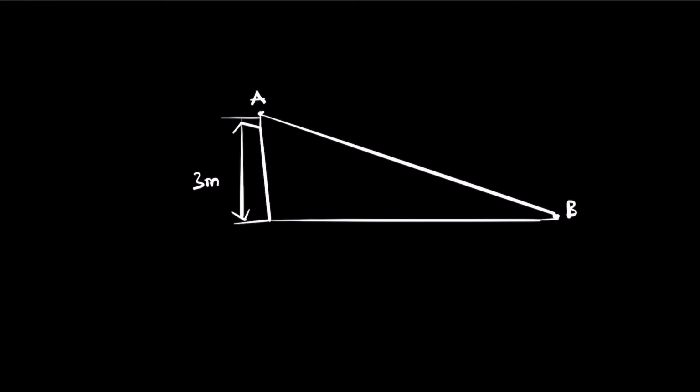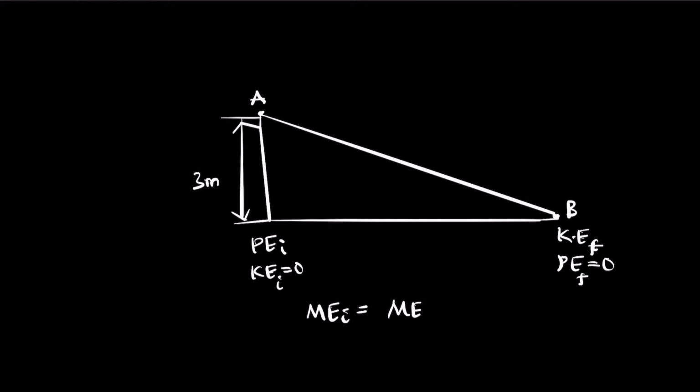Now notice that here the person has started with zero velocity, which means that there is only potential energy. At the end, because the height is 0 meters, the potential energy becomes kinetic energy. So at this point kinetic energy becomes 0, at this point potential energy becomes 0. Let's consider this is the initial one and this is the final one. So we know that the initial mechanical energy is equal to the final mechanical energy.